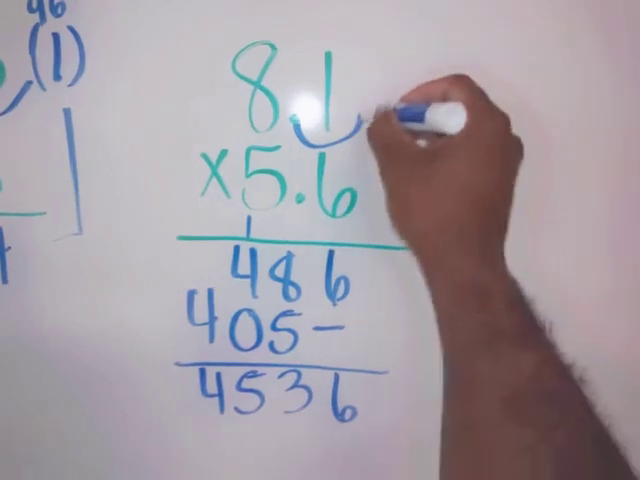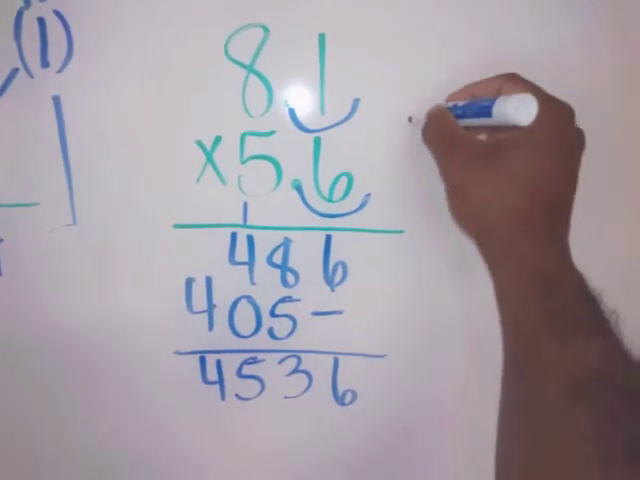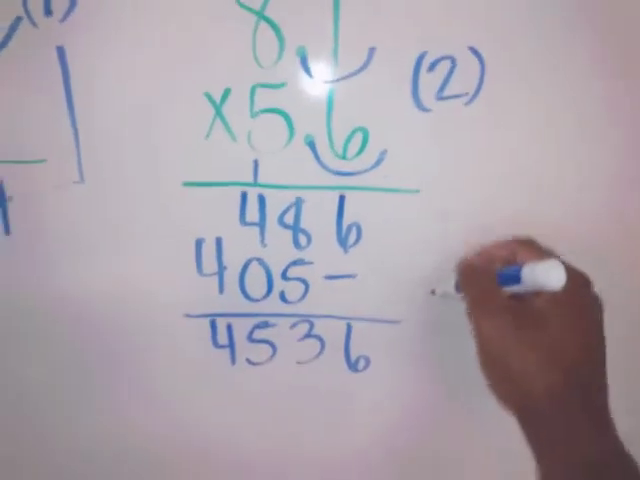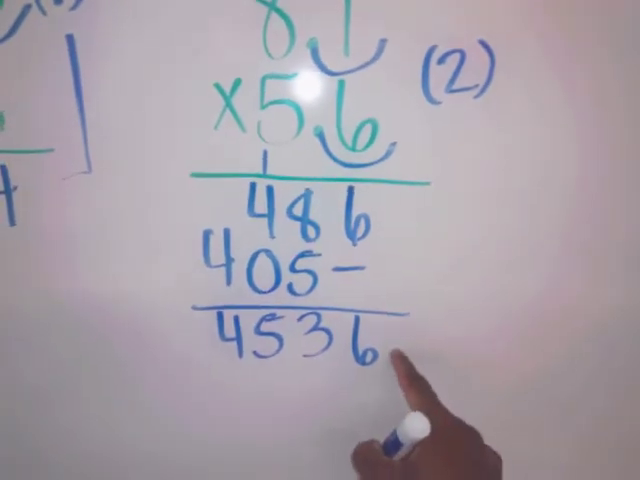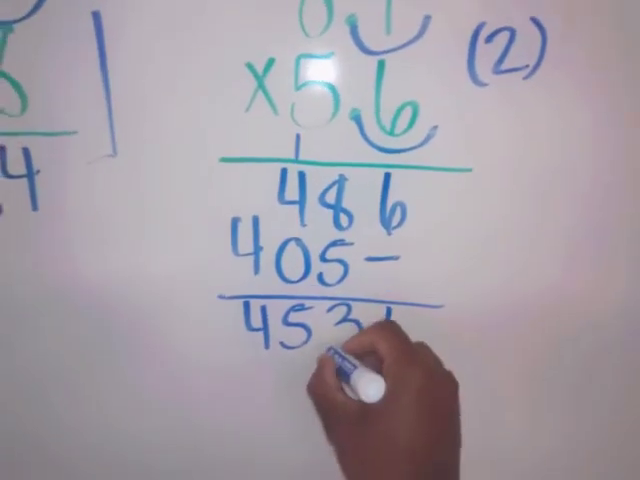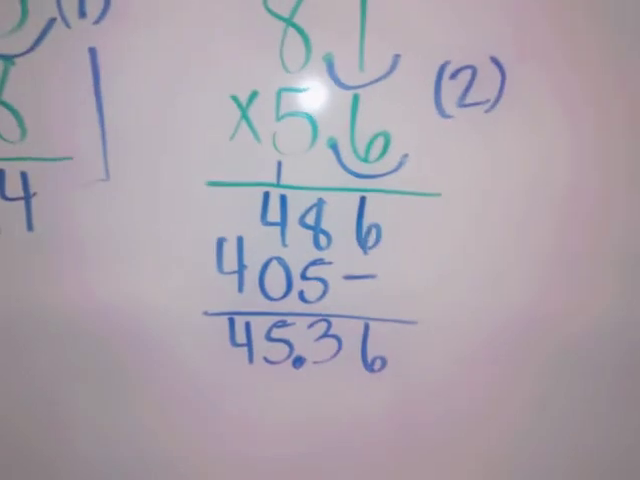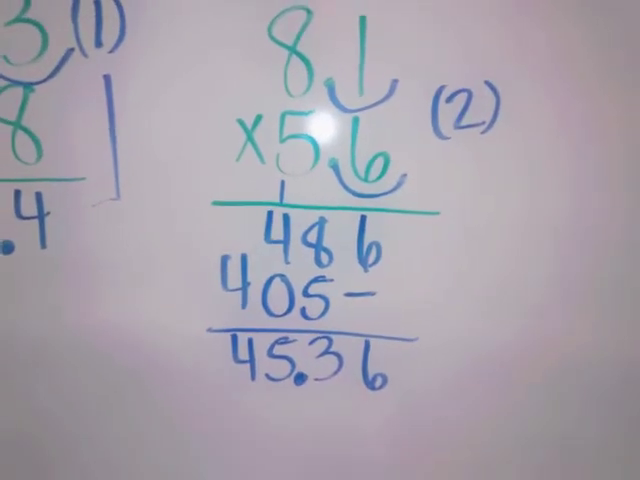Account for your decimals now. We have a decimal here, a decimal here. We have 2 decimal places we need to account for in our product. So come down to your product, move 2 places over. 1, 2. Your final answer should be 45 and 36 hundredths.